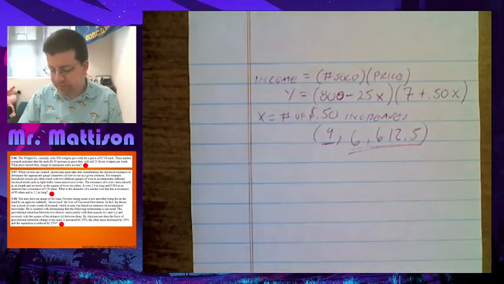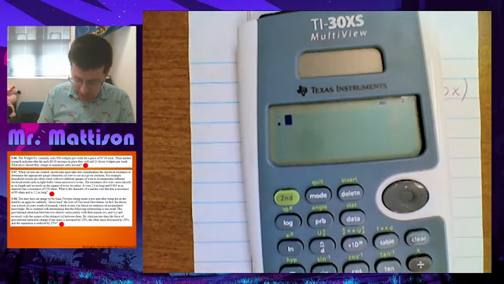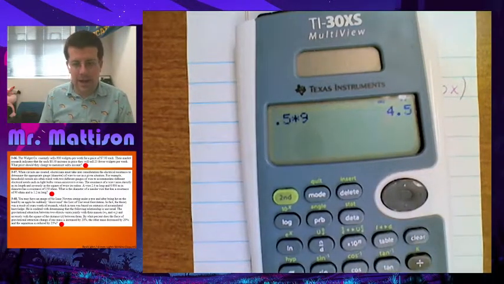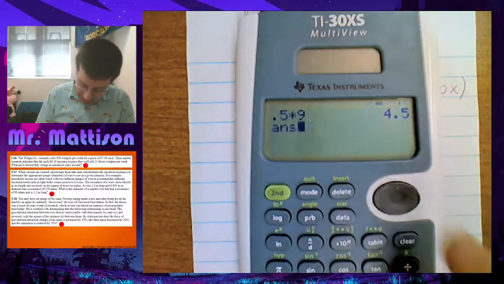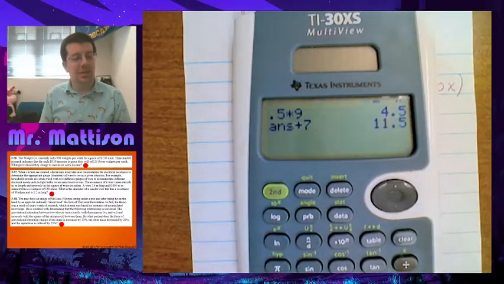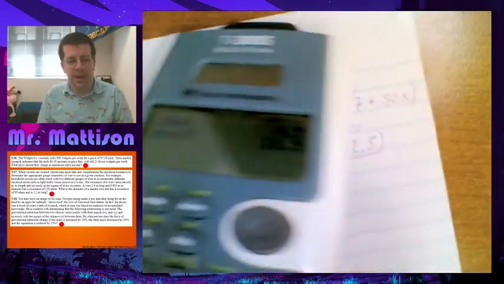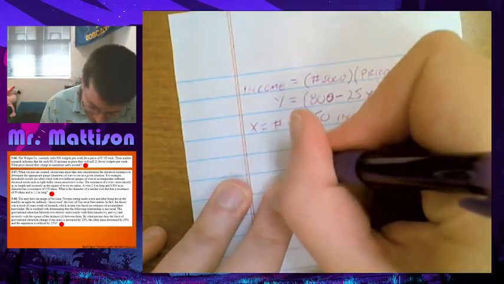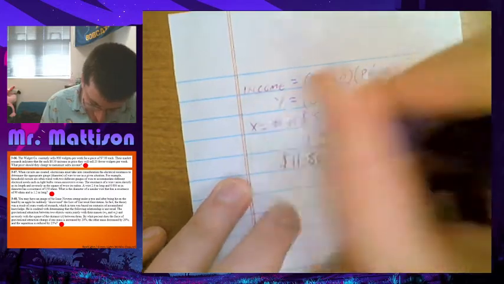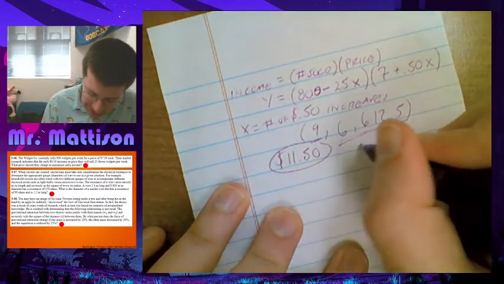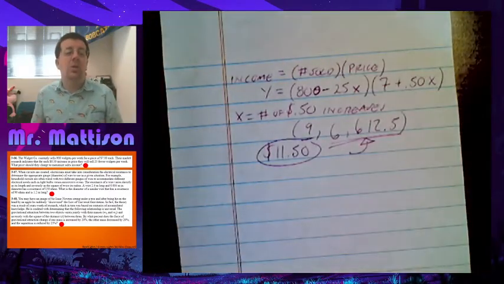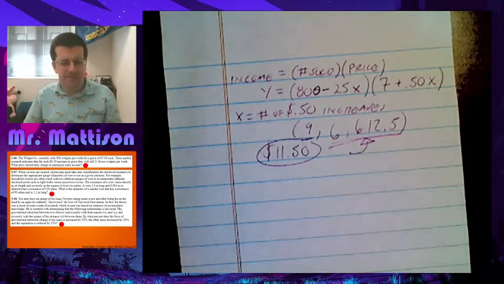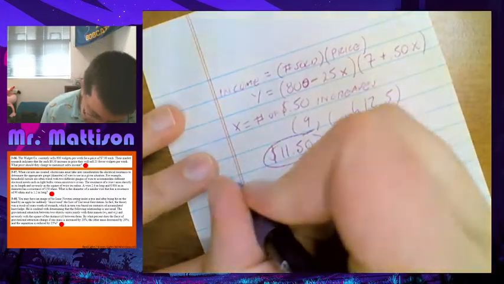So if I do 0.5 times 9, I'm increasing my price by $4.50, plus my $7 initial value, which is $11.50 per widget. That is what I should sell it at, and I will make that much money. At least I would predict to make that much money off of selling it at that price. Right. So again, another optimization problem.